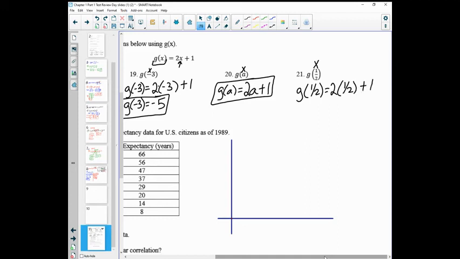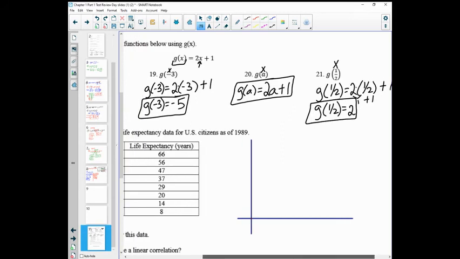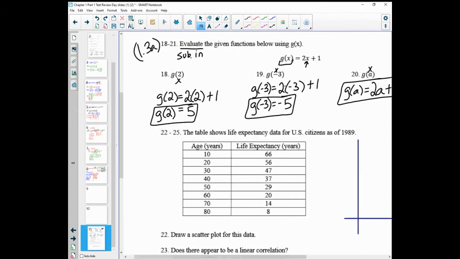1/2 plus 1. Now we're going to simplify that. 1/2 of 2 is 1, and 1 plus 1 is 2. So that evaluates to simply 2. That's a little bit of review for you over evaluating functions. Remember, evaluate simply means substitute in.